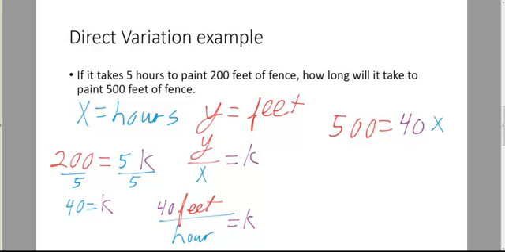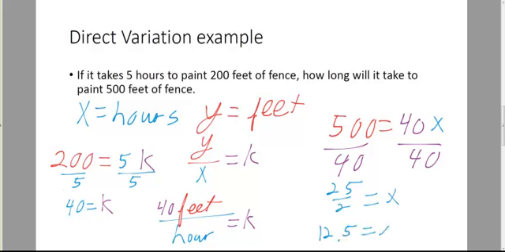Well, now all we have to do is solve for x, which will be divide by 40 on both sides. We'll divide 500 by 40, and that will give me 25 over 2 hours, or to make it a little bit easier to understand, 12.5 hours. And so with 500 feet of fence, it would take me 12.5 hours to paint it.